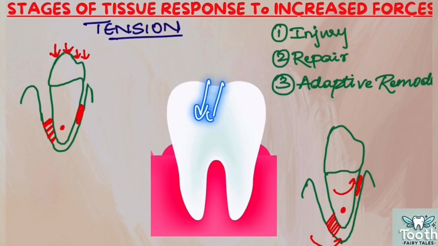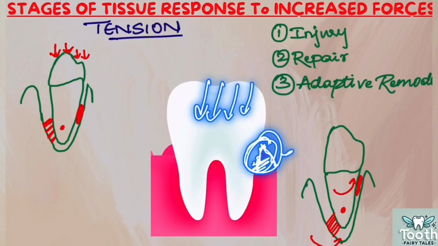Another key point to remember is that in trauma from occlusion, there is no periodontal pocket formation. If the tooth is subjected to excessive forces from the occlusion, then you don't see any periodontal pocket formation because the junctional epithelium is not getting affected here.